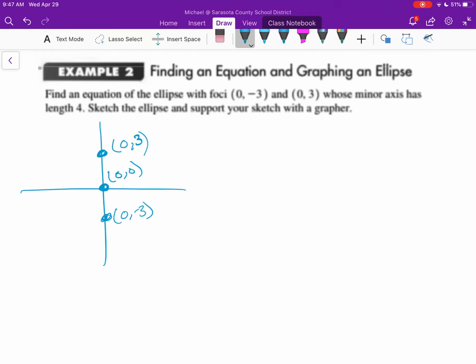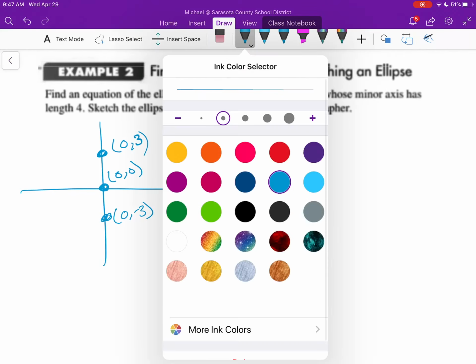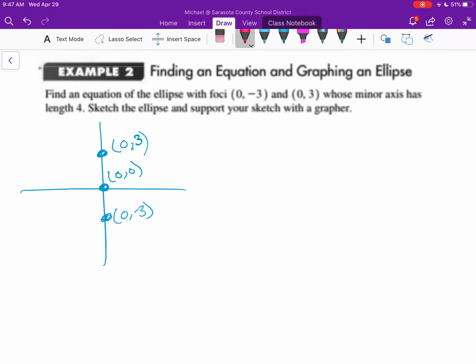All right, so let's continue on. It says the minor axis has a length of 4. So the entire distance of the minor axis, maybe from here to here, is a length of 4. What does that tell us? That tells us there's 2 to the left and 2 to the right. That means you have a point at (2, 0) here and a point at (-2, 0) here. The last thing we need to find is where the vertices are going to be. Well, we'll get there.